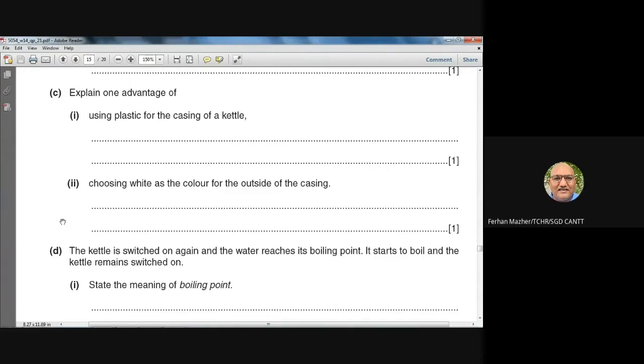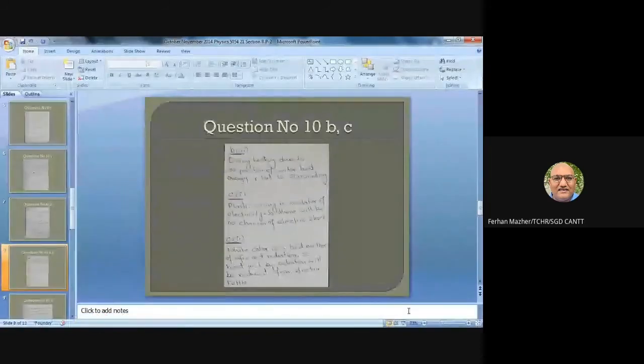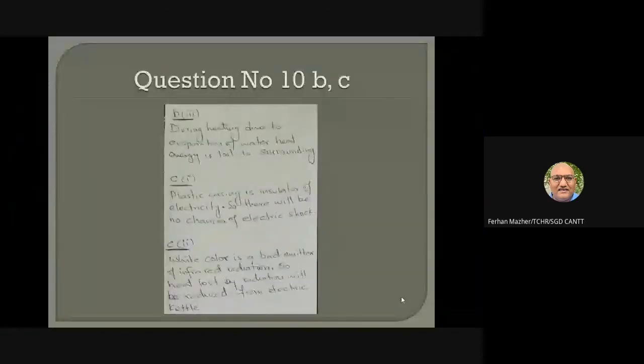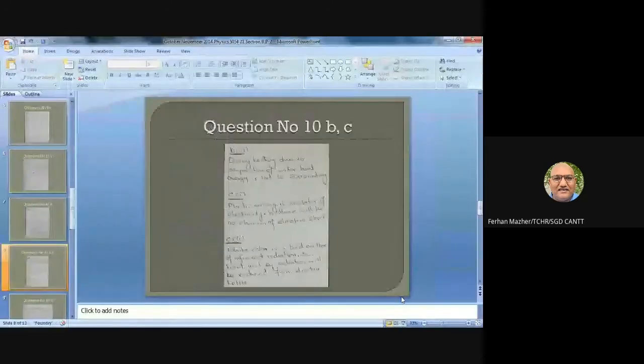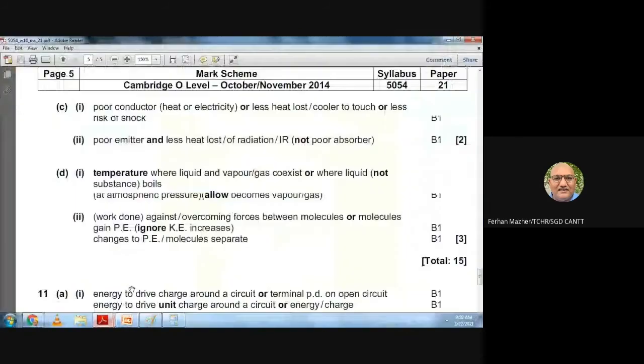I have also written this answer. Let me show you my answer. Hopefully you can see this on your screen. White color is a bad emitter of infrared radiation, so heat loss by radiation will be reduced from the electric kettle. The electric kettle has hot water, and its temperature is more than the surrounding. So white color will reduce the heat loss by radiation.